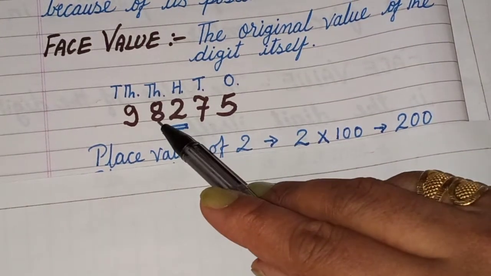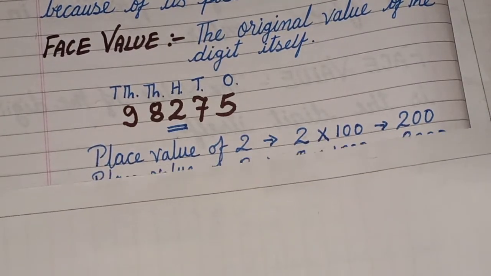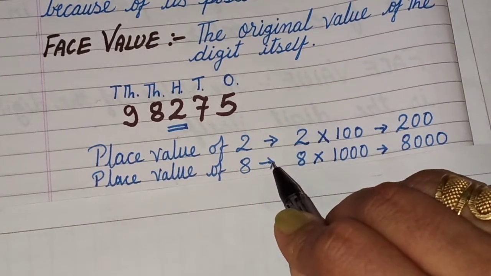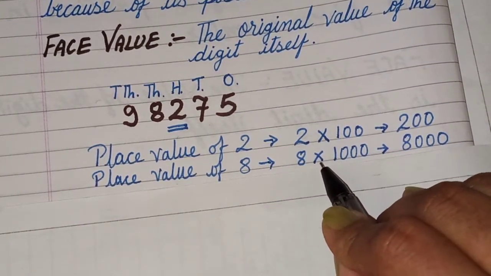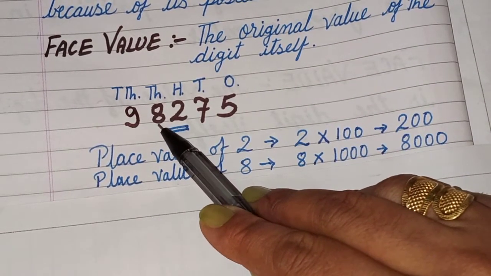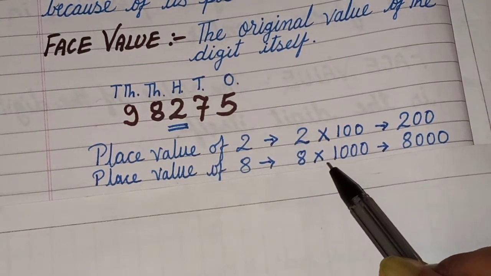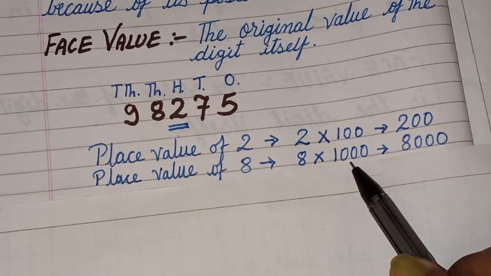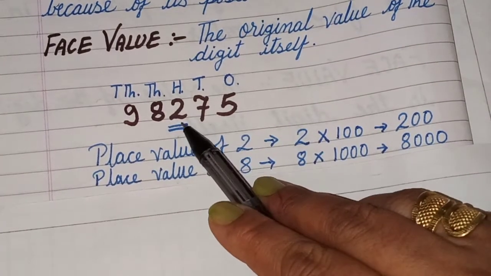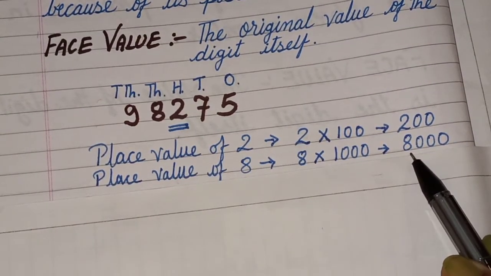Now we'll see the place value of another digit, 8. First we write that digit, 8, and then it is multiplied with its place. We can see 8 is at the place of 1000 here. So 8 will be multiplied with 1000 to get its place value. 8 into 1000 is 8000. So in this number the place value of 8 is 8000.